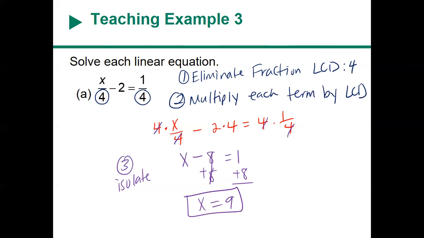So to eliminate the fraction, we found the LCD. Then we multiplied each term by the LCD. And then we just had to isolate our variable. How do you feel? Questions, comments, concerns? None?